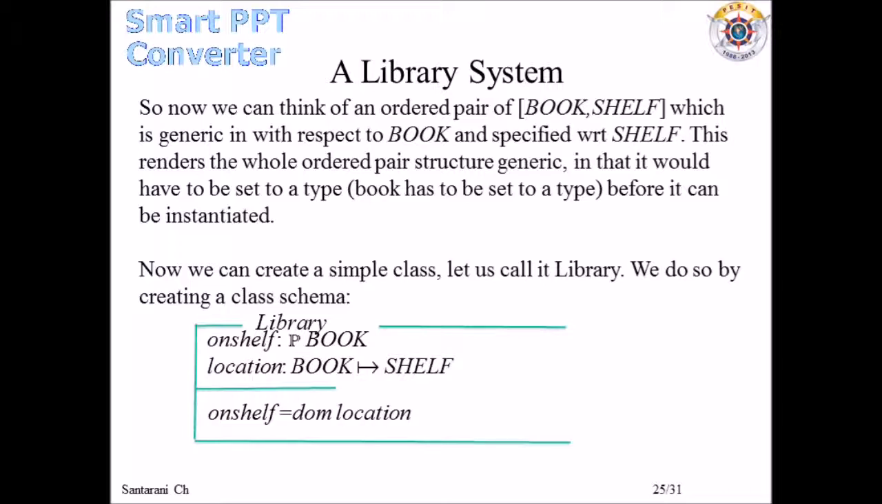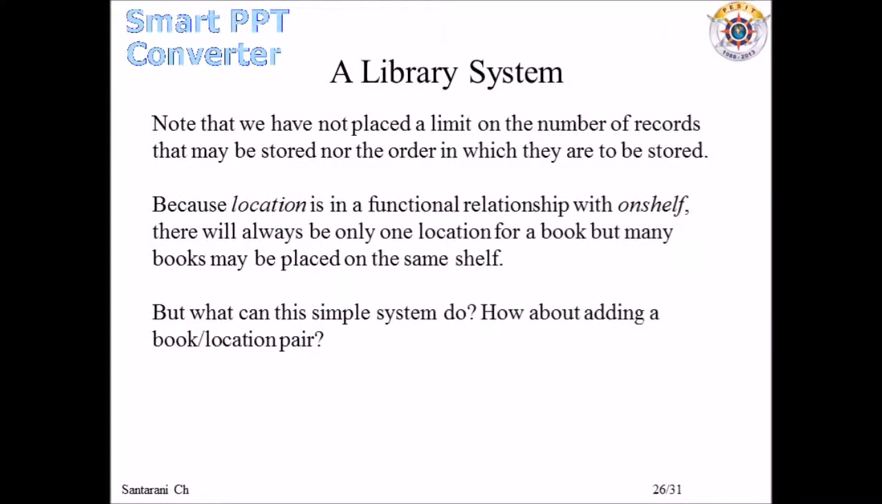Now we can create a simple class, let us call it Library. So there is a class name here, and onShelf defines the book, and the location of book is a partial function to shelf, and onShelf equal to it defines the domain of location, the function book location pair.